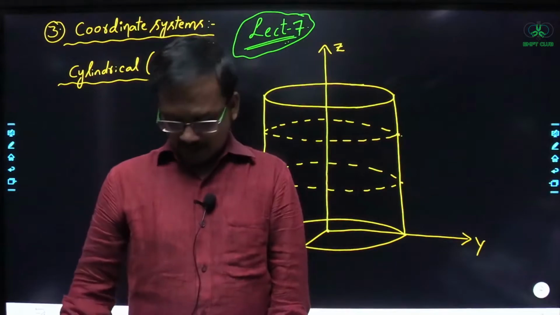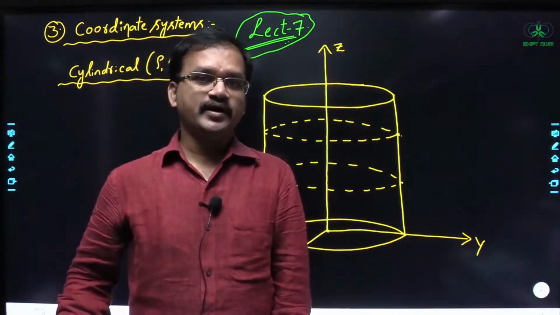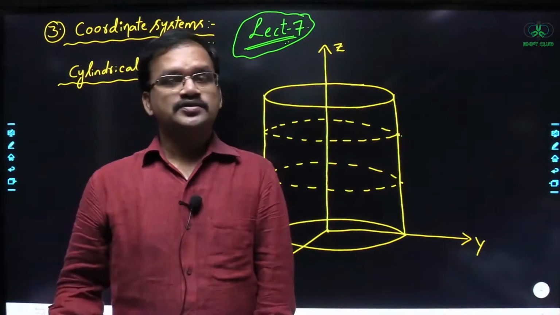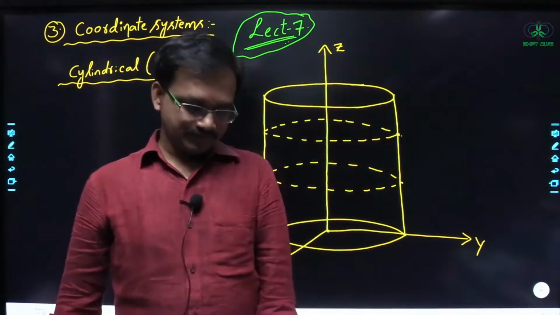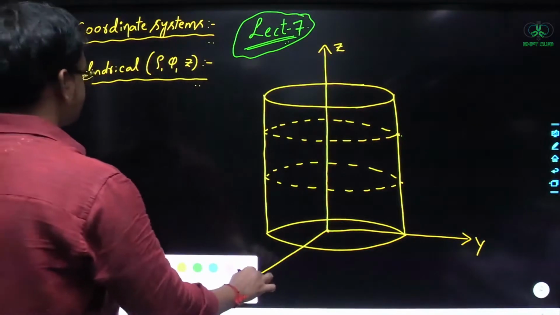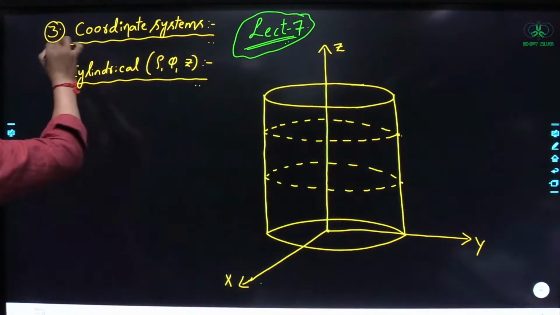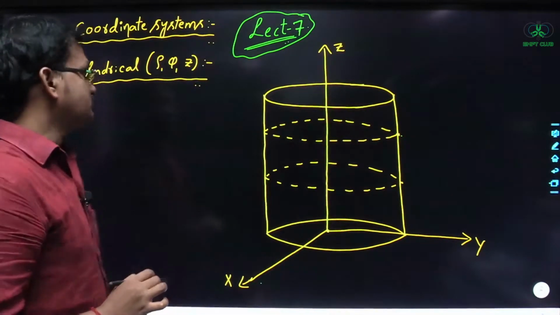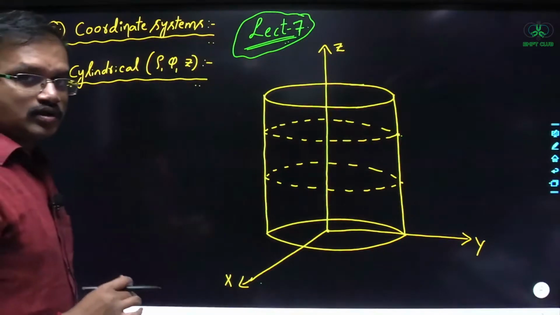Hi everyone, we have completed up to 6 lectures. This is the 7th lecture, and we are dealing with coordinate systems, the third chapter. We have completed the rectangular coordinate system, and now we have started the cylindrical coordinate system.